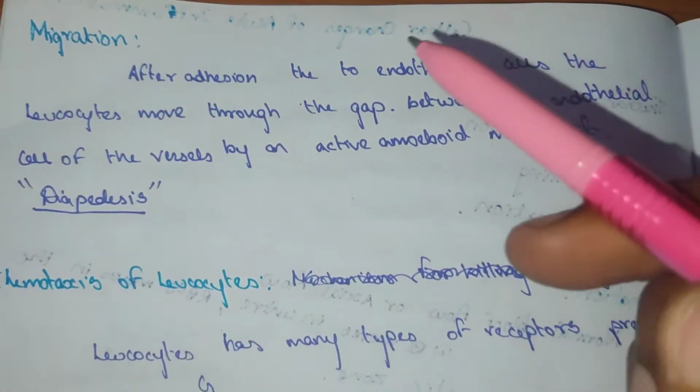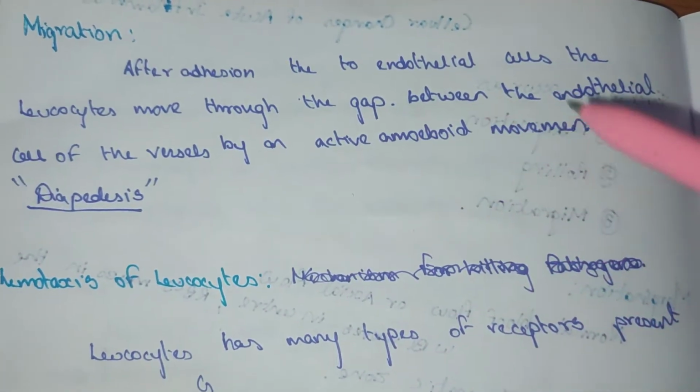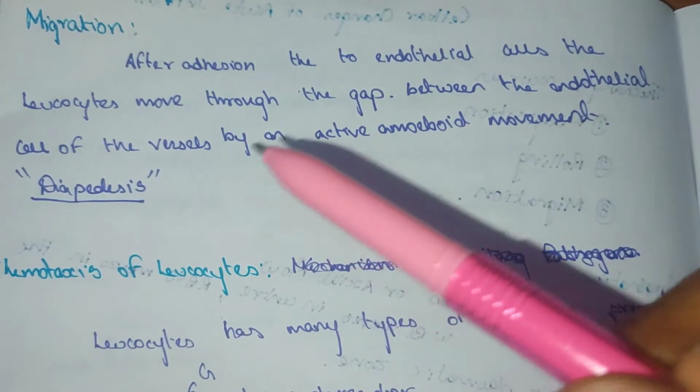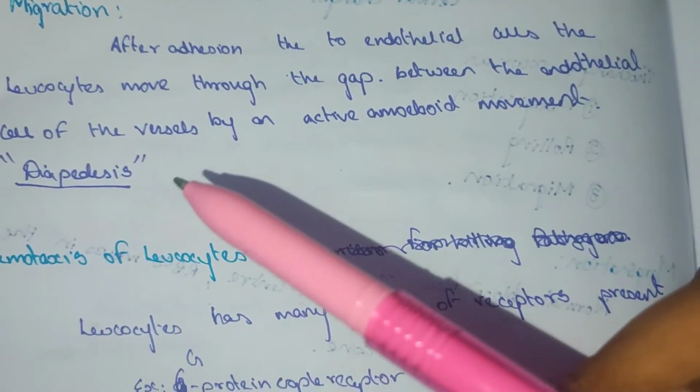Migration. After adhesion to the endothelial cells, the leukocyte moves through the gap between the endothelial cells of the vessel by an active amoeboid movement. This is known as diapedesis.